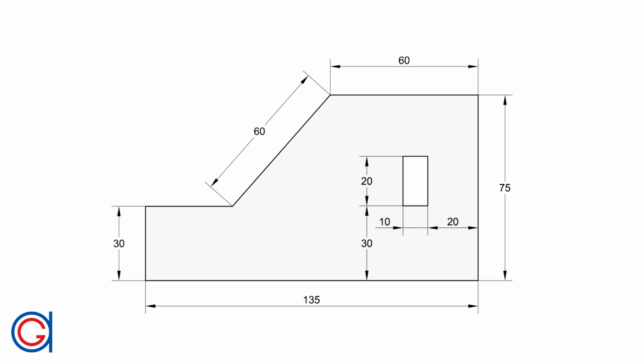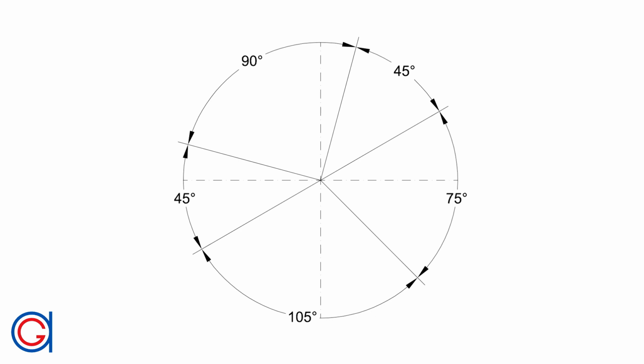So the second method to locate the dimension values is to place them in the center of the dimension lines, interrupting the dimension lines except for the horizontal lines. And furthermore, the dimension values are always horizontal. Here we can see the same method with angles, interrupting the dimension lines in the center, but always written horizontally.